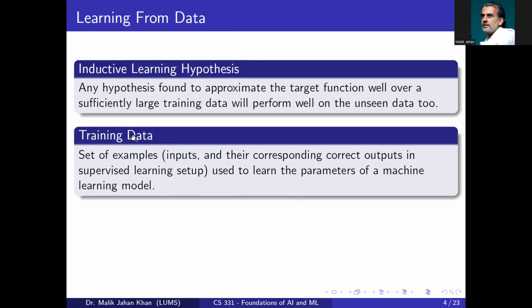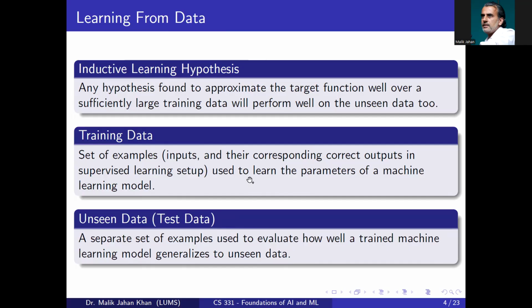So we use two terms. We're using two terms over here. One is training data. Training data is set of examples. And by examples, we mean that we are talking about pairs of inputs and their corresponding outputs in the supervised learning setup. That set of examples is used to learn the parameters of a machine learning model. And the second type of data, which we are talking about in our inductive learning hypothesis definition, is the unseen data, which is test data. That's a separate set of examples used to evaluate how well a trained machine learning model generalizes to unseen data.